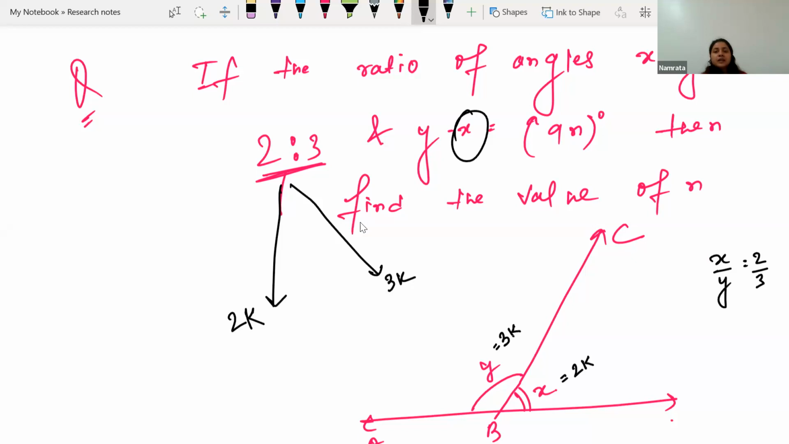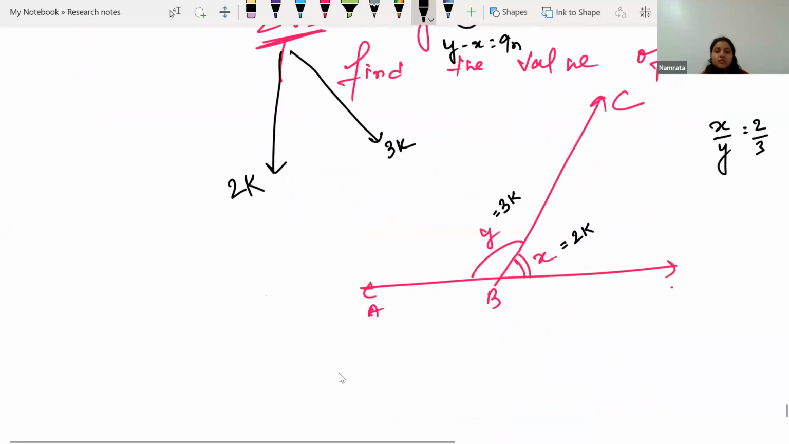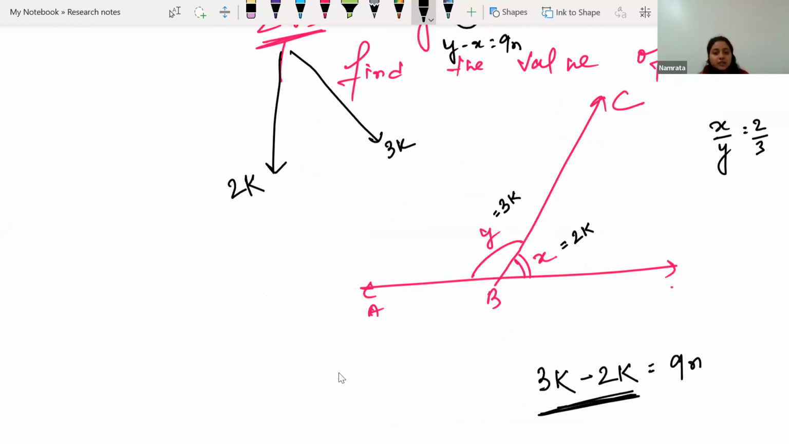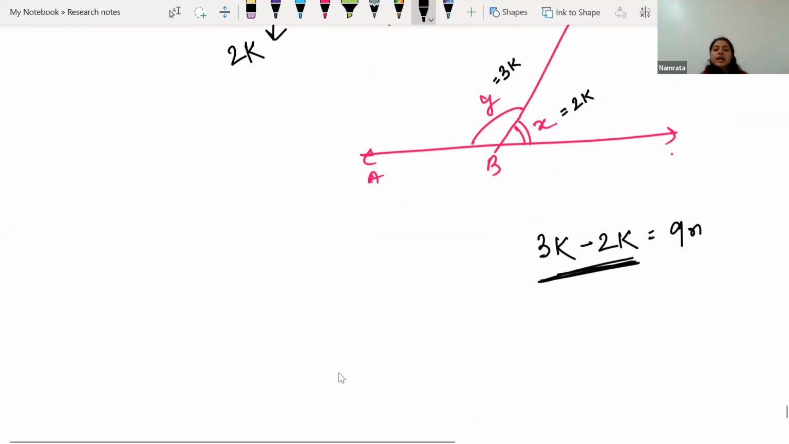Yes, ma'am. Now it is given that y minus x is equal to 9n, that is in degrees. Okay? So y, what is y? 3k, minus x, what is x? 2k. That is 9n. So if you do the subtraction over here, because like terms are there, we will be getting k is equal to 9n, right?